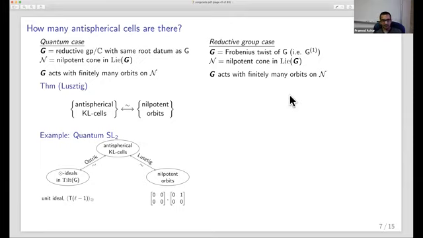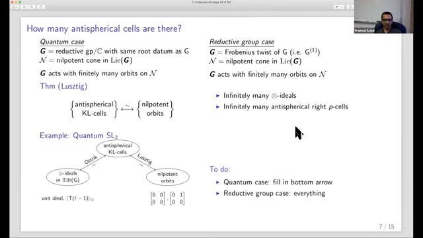On the other hand, in the reductive case, if you just copy the statement, there's no way it's going to be true, because there are still only finitely many nilpotent orbits, but there are infinitely many tensor ideals, as we already saw in SL2, and then the previous slide implies that there are also infinitely many anti-spherical cells. Oh yeah, and also earlier in the talk, I had a third arrow along here.